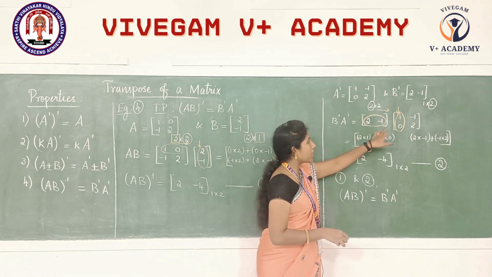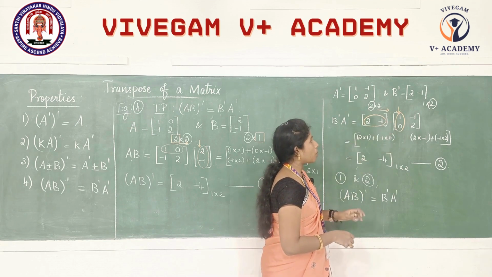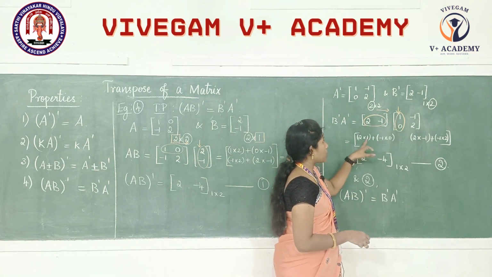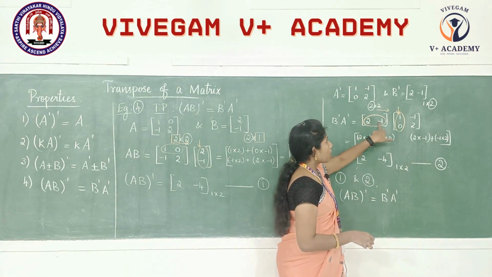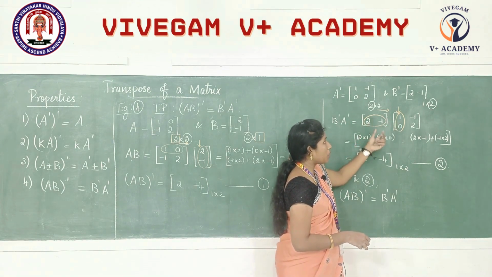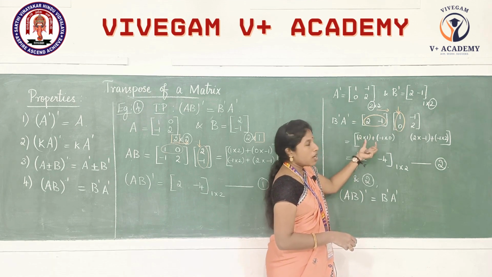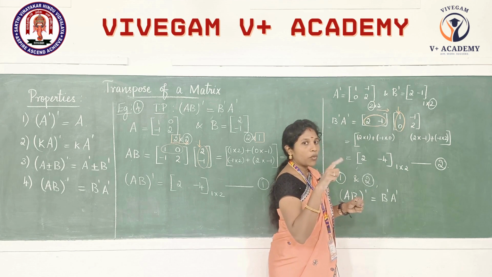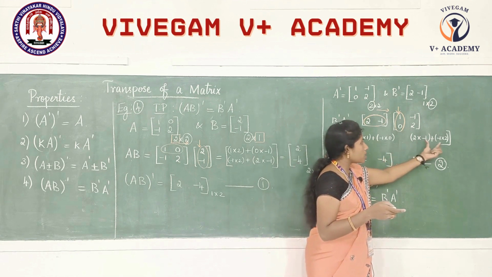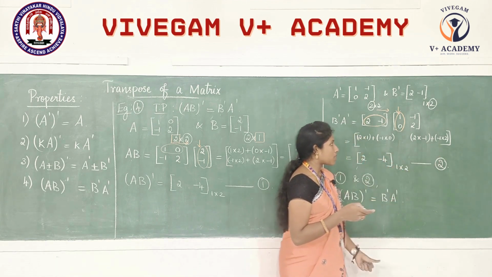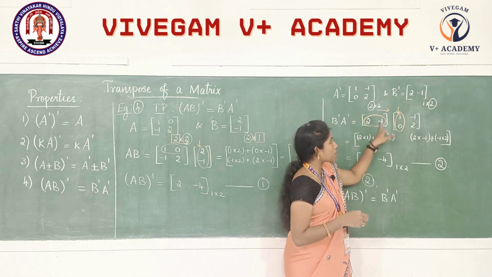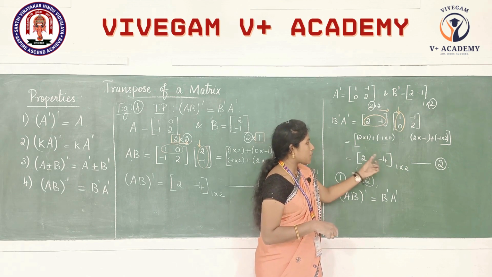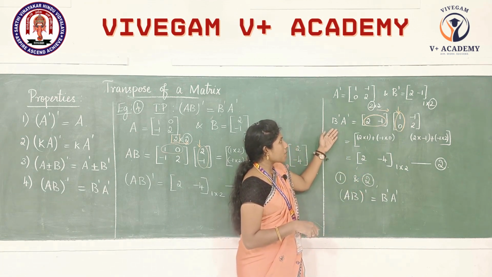Now we are finding B dash into A dash using the row column operation. Consider the first row and first column and do the multiplication. So 2 into 1 plus minus 1 into 0. That will give the first entry A11. Next, the first row with the second column gives the A12 position, so that has to be written in the A12 place. So 2 into minus 1 plus minus 1 into 2. The simplified values are 2 and minus 4. Now this is your matrix B dash A dash.